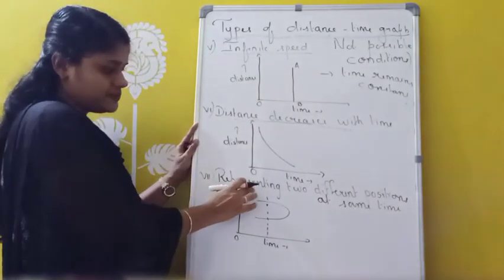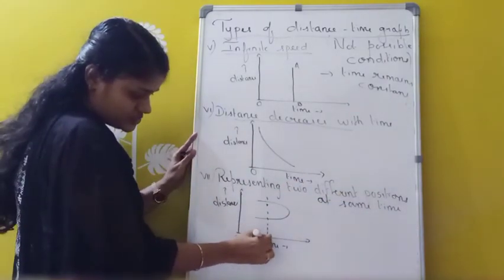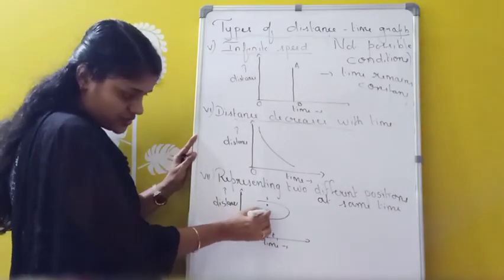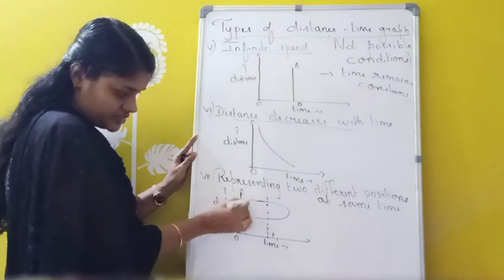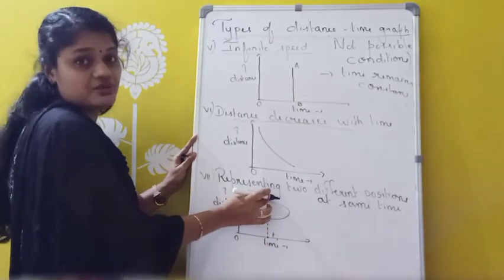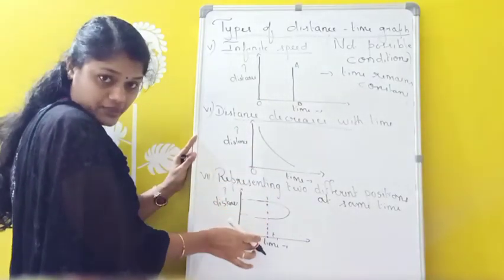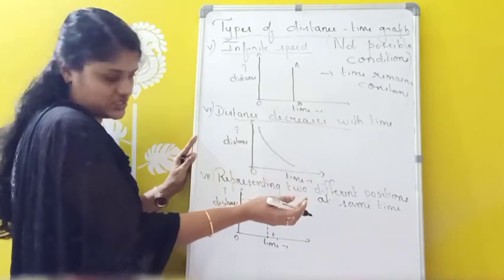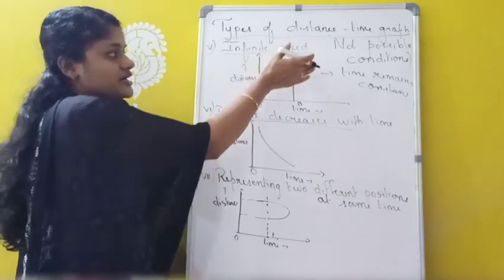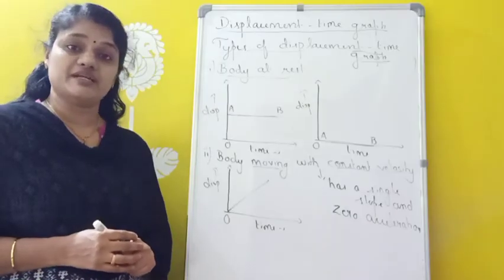The next one, representing two different positions at same time. So suppose this is a common time t1. And this same time represents two different positions. Here one position and here also another one position. So at same time, two positions cannot be shown. At one time we can show only one position. Okay. This graph also not possible. So these are some of the not possible conditions for distance time graph.